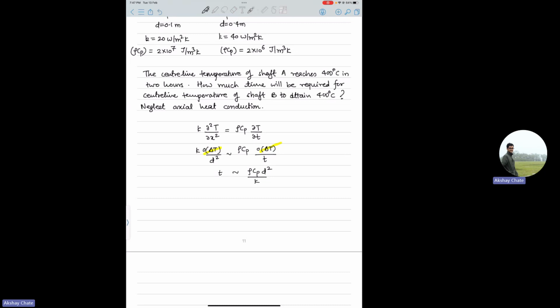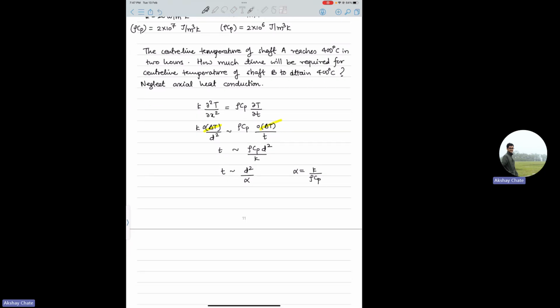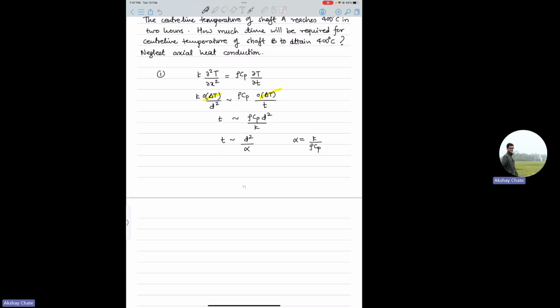There will be some proportionality constant, but we don't care because we just want to compare A and B, right? So we can do away without the exact constant. And if you know the definition of alpha, which is thermal diffusivity, it is k by rho Cp. So alpha will come down like that. You can use this analogy as well to solve this problem. So this is one way, this is from the basics.